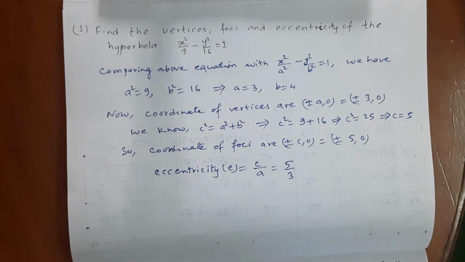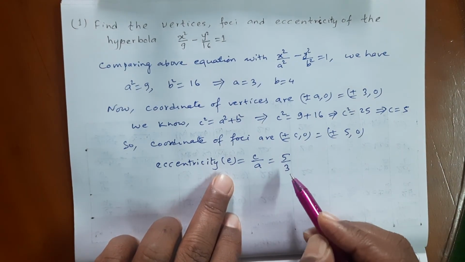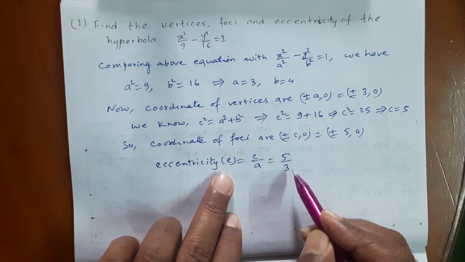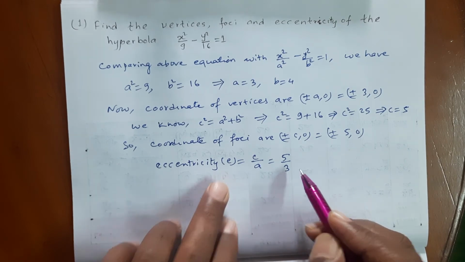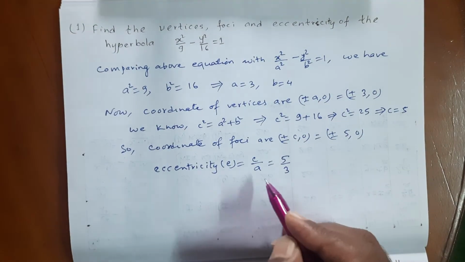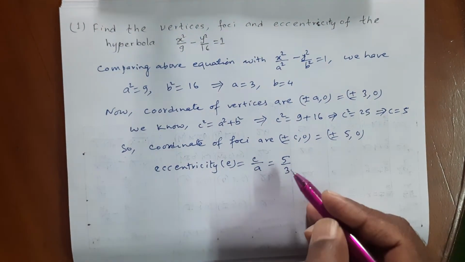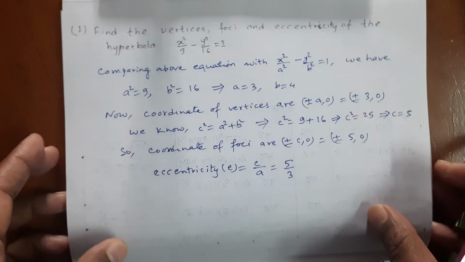And here one main thing you have to know is that the eccentricity value must always be greater than 1. If you get a value of eccentricity lesser than 1, you should think that your answer is not correct. So you have to get the value of eccentricity always greater than 1, and if you have got greater than 1, you can think that your answer is correct.